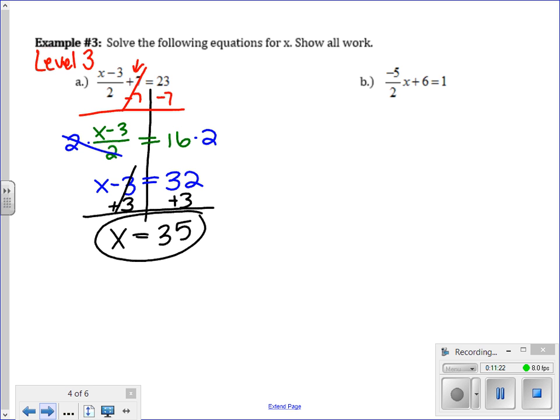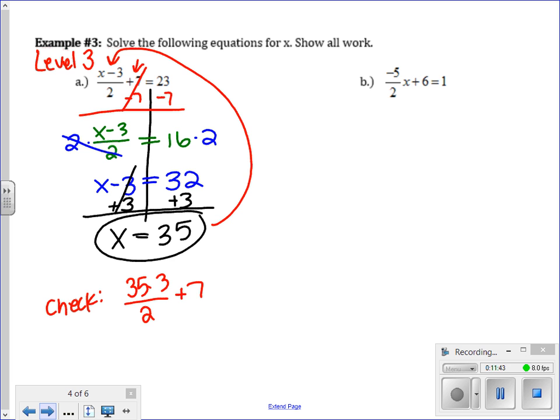All right, now if I wanted to check this answer, just like I've been doing in the question A's of every other problem, I'm going to take 35 and put it back in for x on the top of the original problem. So I'll have 35 minus 3 over 2 plus 7. Let's see, 35 minus 3 is 32 over 2 plus 7. Well, 32 over 2 is 16, and 16 plus 7 is 23, not 24, 23, which is exactly what we wanted, so we know that we had the correct answer.